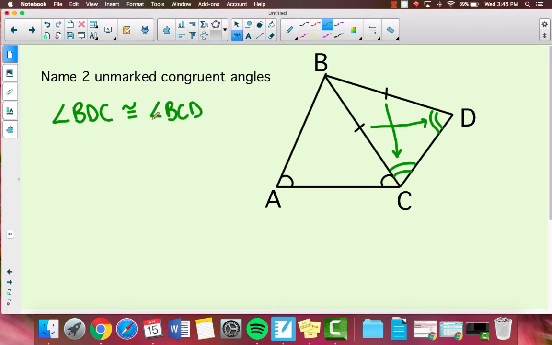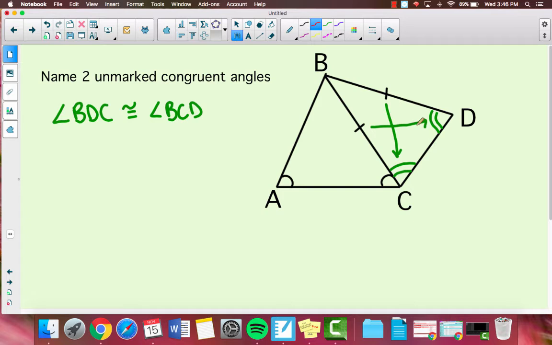Notice that they're the same letters, but the order is important. D was the vertex of one, C was the vertex of the other. So angle BDC, that's the right one, is congruent to angle BCD. And the only reason I knew that is because these sides had to be congruent. So I just went across. BD and BC were the legs, these were the 2 base angles. And we'd be done.